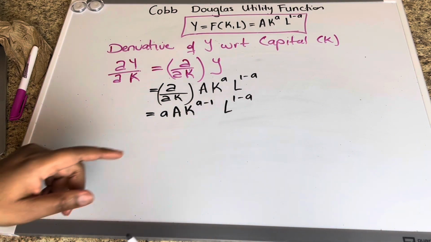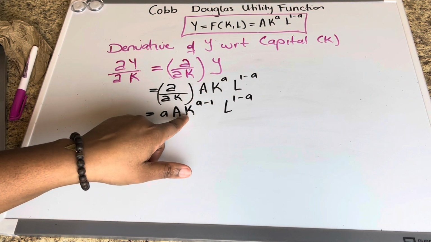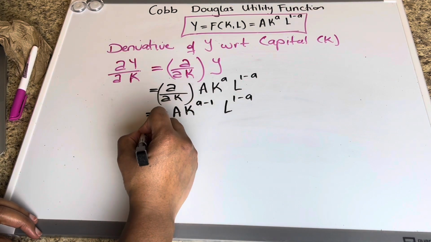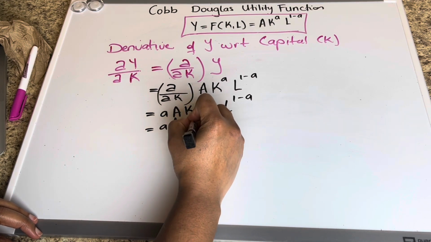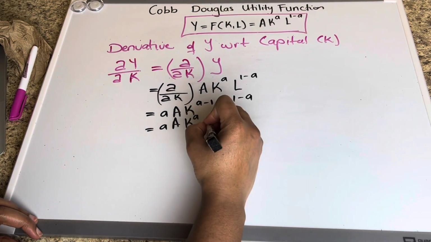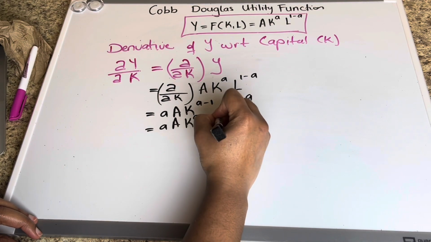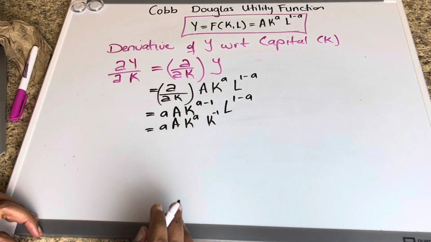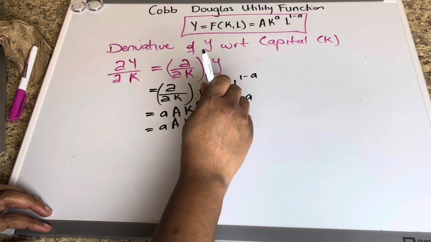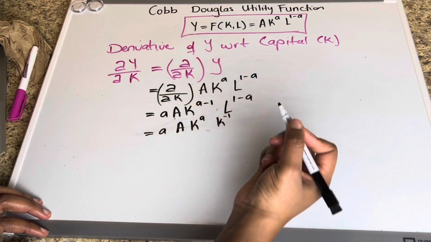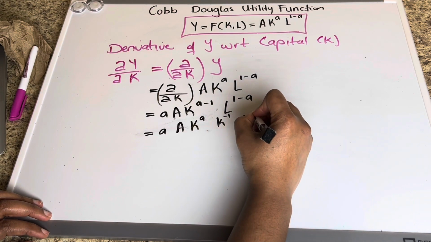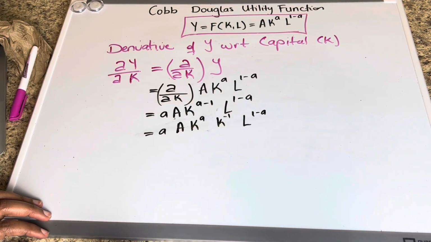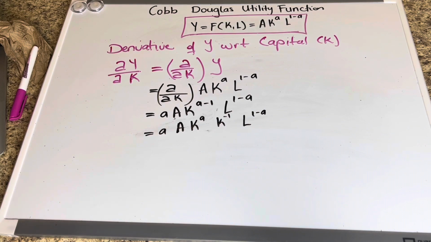Fine. So now that we have the function looking like this, what else can we do? Well, we can go ahead and separate this part of the function here. So this will become alpha k raised to the power of alpha, and then k raised to the power of minus 1. And I think I need to give myself some more space, so forgive me. Let me go ahead and fix that real quick. And then we're going to rewrite the labor portion, L to the 1 minus alpha.